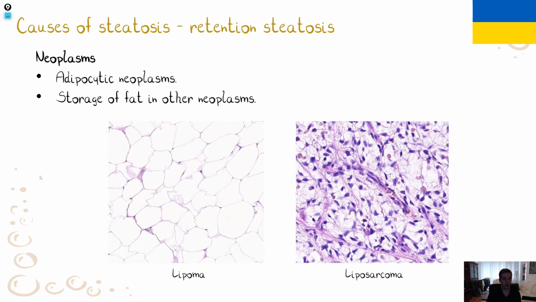And again, don't forget neoplasms, because the storage of fat in various neoplasms can be quite common. And also we can have tumors arising from the adipose tissue itself. We call them lipomas, which are benign, and liposarcomas, which are malignant.